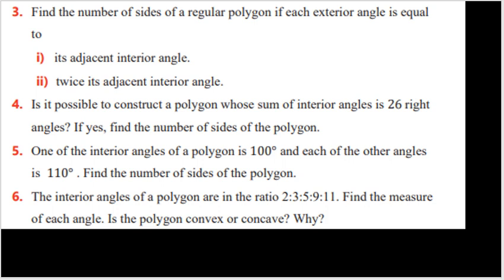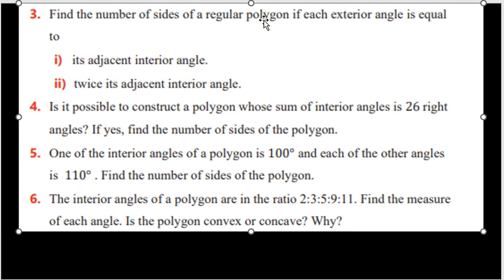Okay, this will be the second video on regular polygon review exercises. Question number 3 says, find the number of sides of a regular polygon if each exterior angle is equal to its adjacent interior angle. In the case of a regular polygon, the exterior and interior angles have a relationship. I mean, there is a general formula.